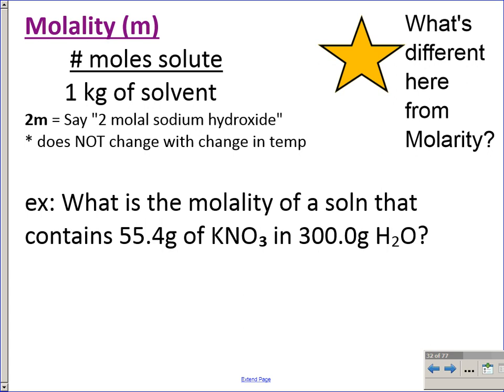Alright, so we've got two more types of calculations, and I've got 15 minutes to get this wrong. Write down the next style, and as you're writing, tell me what you notice is different from molarity. It has kilograms of what? Solvent. What was molarity? Liters of solution, whereas this is kilograms of solvent. And what else is different?